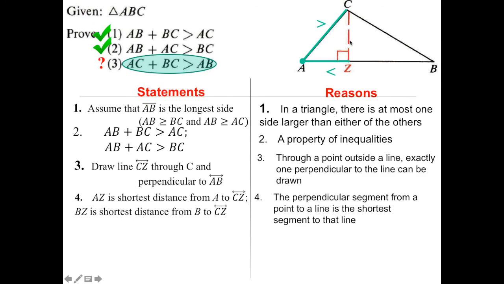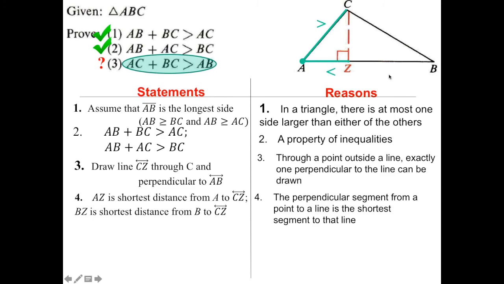Not the sum of the legs. The sum of the legs still needs to be larger than the hypotenuse, but anyways, I think you get what I'm saying here. Okie dokie, length AZ, we're talking about length. Length AZ is the shortest distance from A to CZ. And we know that because it's the perpendicular segment from a point to a line, and that is the shortest segment to that line. Okay.